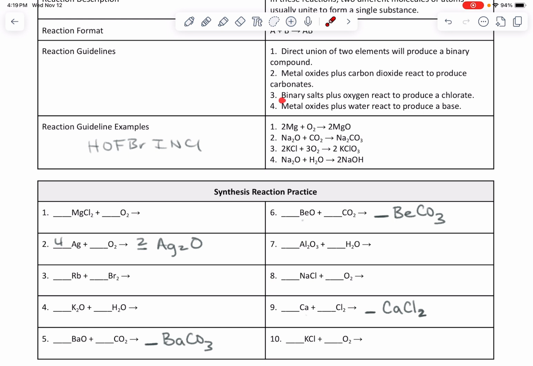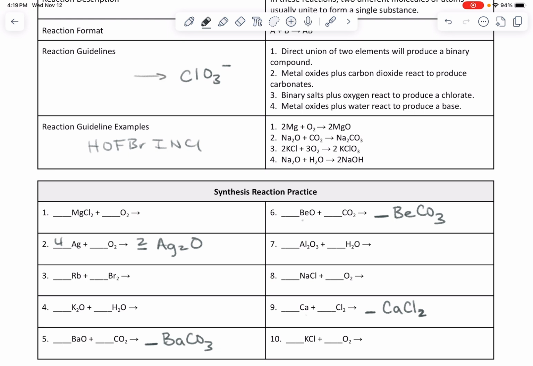So we have a binary salt, which just means we would have some sort of metal with a positive charge bonded to chlorine. Okay. And then our other reactant is oxygen. Remember, oxygen is a Hofbrinkel. This is going to react to produce a chlorate. All right. So as a reminder, chlorate's charge is ClO3, 1 minus.